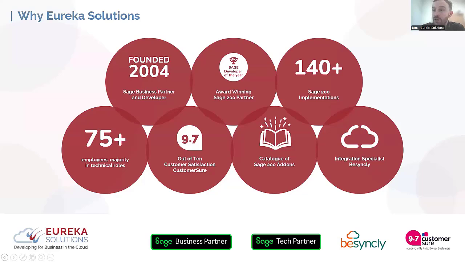So as I say, we do the support for Sage 200, and you can see there we've got a 9.7 out of 10 on customer sure. So what does that actually mean in practice? Essentially any time that our support team closes a case or solves an issue for a customer day to day, they're sent an email to basically say how well did Eureka understand their problem, how efficient was the service, and how well were we communicated with throughout that process. So we're sitting at 9.7 out of 10 at the moment, so always room for improvement, but a score that we're really proud of.